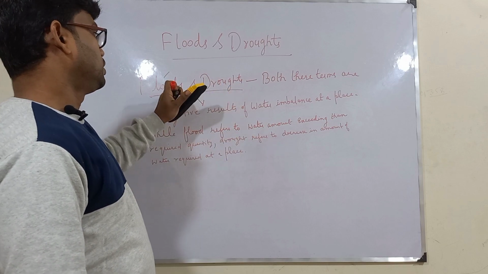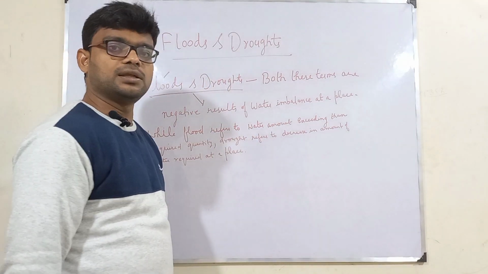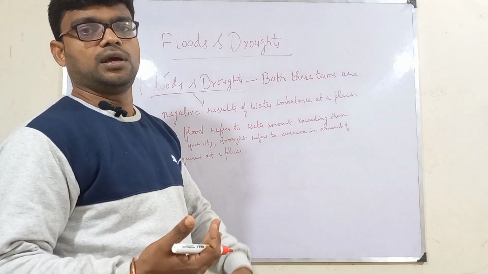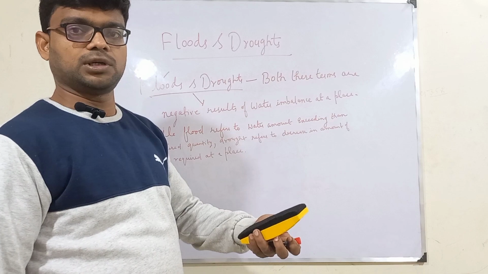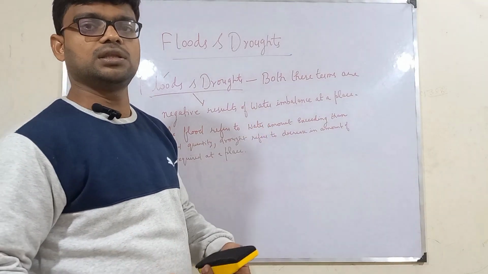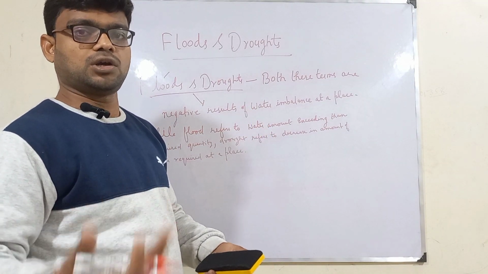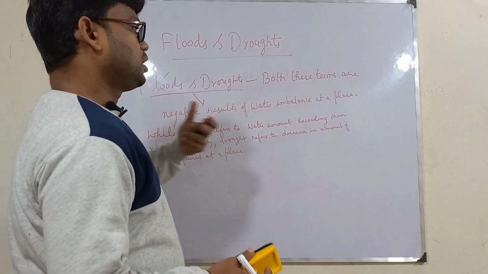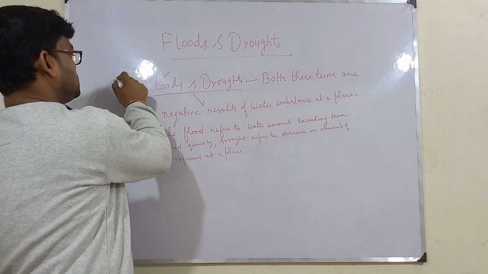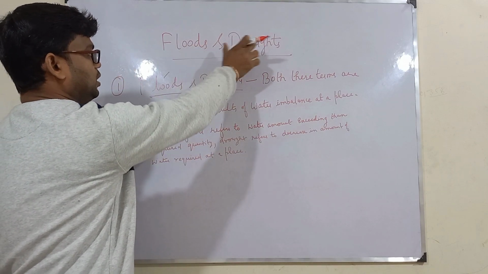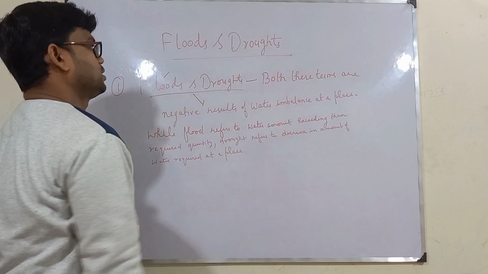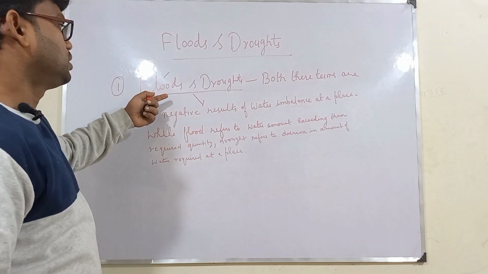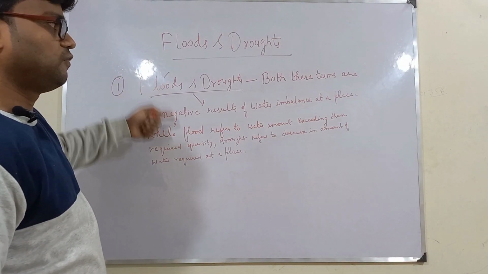Means both these two terms are a result of water imbalance at a place, while floods result due to increase in the water than the required quantity at a particular place. A drought refers to decrease in the amount of water than required quantity at a particular place. Now this was our first topic under this main heading, floods and drought. Our next topic is what are the reasons. So we will initially study the reasons for floods.